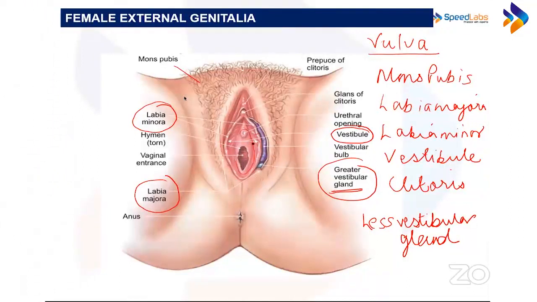And you have the clitoris, which is homologous to the male penis. So it is homologous to the glans penis. Okay, so here is the clitoris. So this is the external genitalia in a female, having mons pubis, labia majora, labia minora, vestibule, clitoris, and the vestibule has glands and openings. So till here, have you understood?